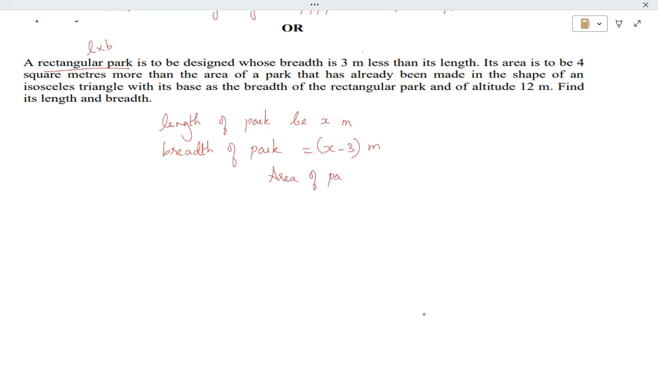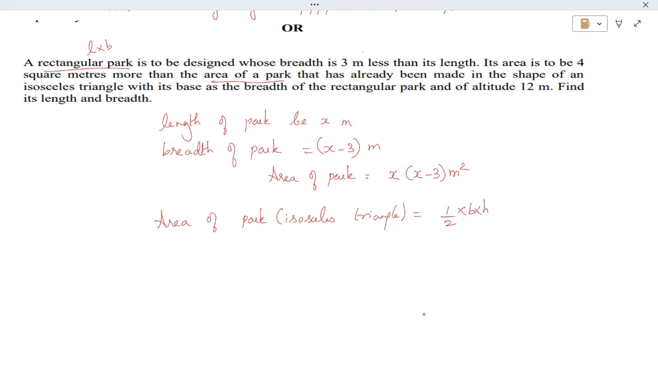So what would be the area of the park then? As I said, it is a rectangular park, so I have to multiply length with the breadth, so it is x into (x minus 3) meter square. So its area is to be 4 square meter more than the area of the park that has already been made in shape of an isosceles triangle. So first let me find the area of a park which is in the shape of an isosceles triangle. Okay, so what is the area of a triangle? That is half into base into height.